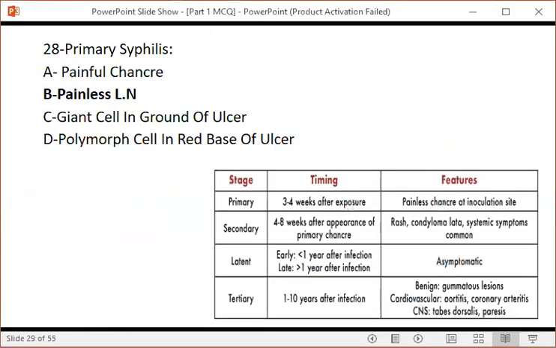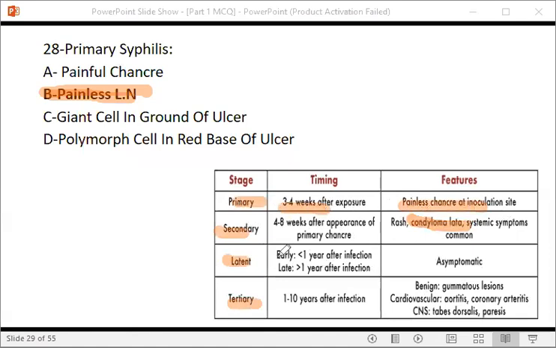Primary syphilis: is the chancre painful? Is it painless? And is there a giant cell in the ground of the ulcer, polymorph cells and a red base of ulcer? Of course it's not painful, because otherwise it would be called chancroid. Okay? It's painless and there is painless lymphadenopathy. What matters here is that you know the stages are primary, secondary, latent, and tertiary. In primary, at 3 to 4 weeks, there is a painless chancre at the inoculation site. Secondary is 4 to 8 weeks, with condyloma lata and some systemic symptoms like rash.